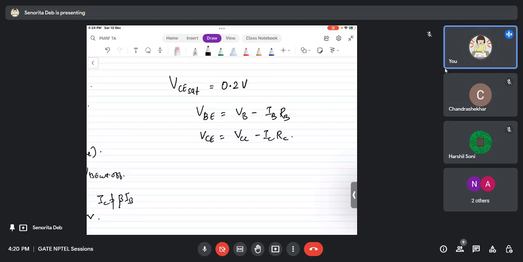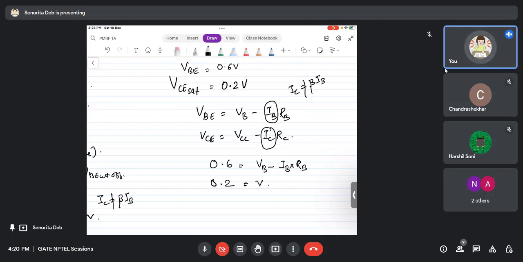But now IB and IC both are unknowns. You cannot substitute IC because IC is not equal to beta times IB anymore, since it is in saturation. So you will substitute VB as 0.6 volt, which you have earlier got, that is correct. So that will be 0.6 equals VB minus IB times RB, some value will be given. And here 0.2 equals VCC minus IC times RC, again some value will be given. So these values are given. Therefore what are the unknowns? IB and IC, right?